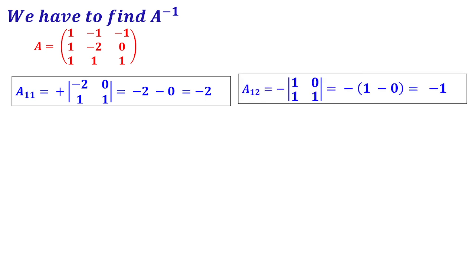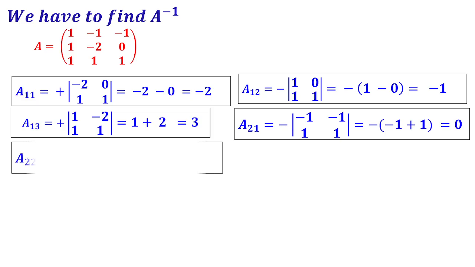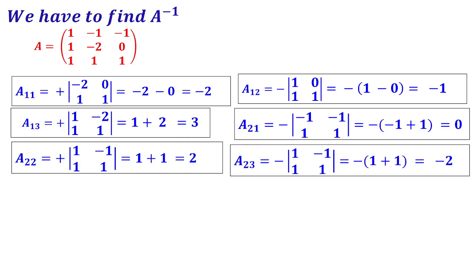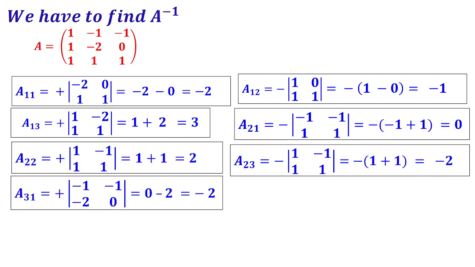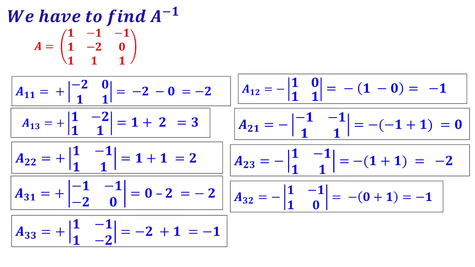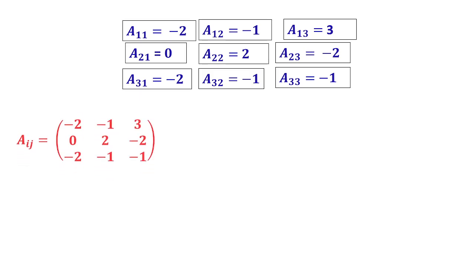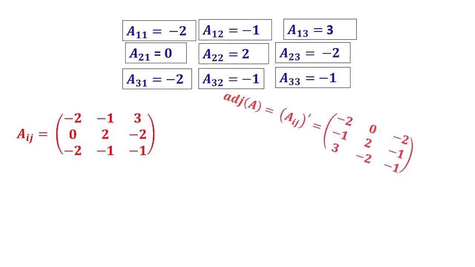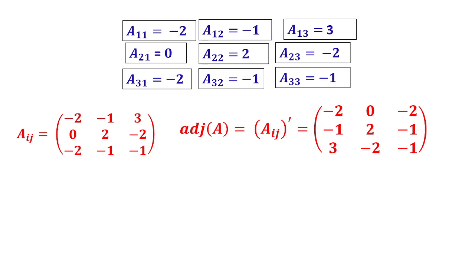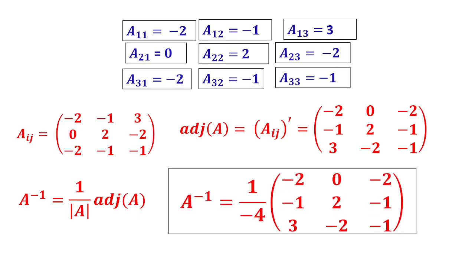This is how I am finding the cofactors one after the other. I am writing the sign, then the 2 cross 2, that is the minor. Then I am expanding, and according to the sign I am getting the value of the cofactor. Now the cofactor matrix is formed. Then adjoint is nothing but its transpose, and A inverse is nothing but 1 by determinant A into adjoint A. Our A inverse is 1 by minus 4 into this.